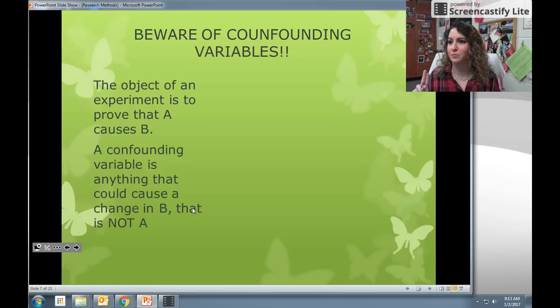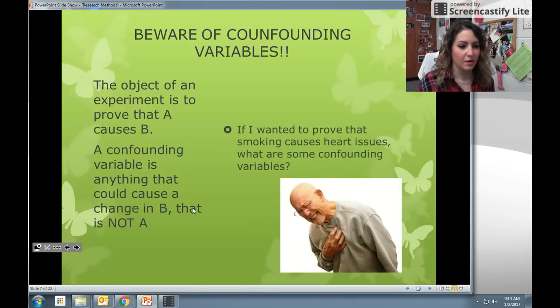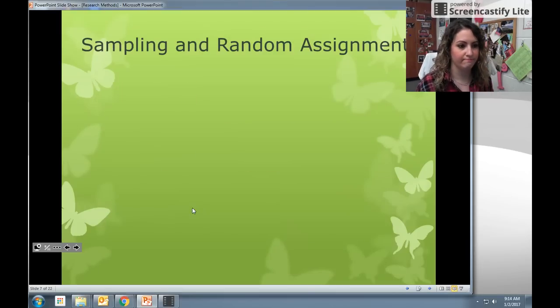and that could be lifestyle. That could be maybe it runs in their family, so they have genetic characteristics that would lead them to have more cancer or something to that effect. Okay, so here's the experiment. If you want to prove that smoking causes heart issues, what are some confounding variables? It's anything that would cause heart issues that's not smoking. Bad diet, poor exercise, genetic predisposition, stuff like that.